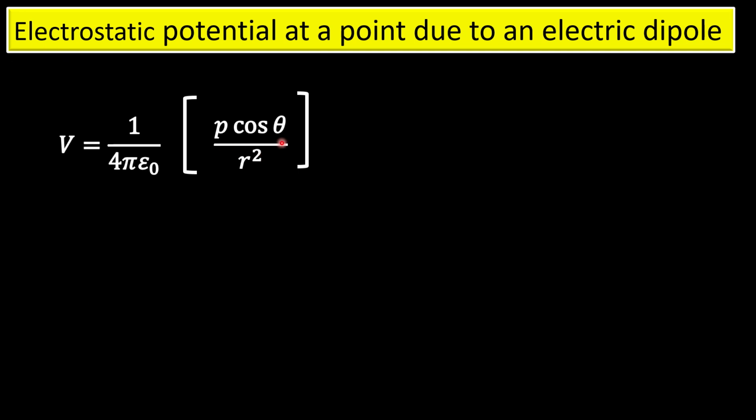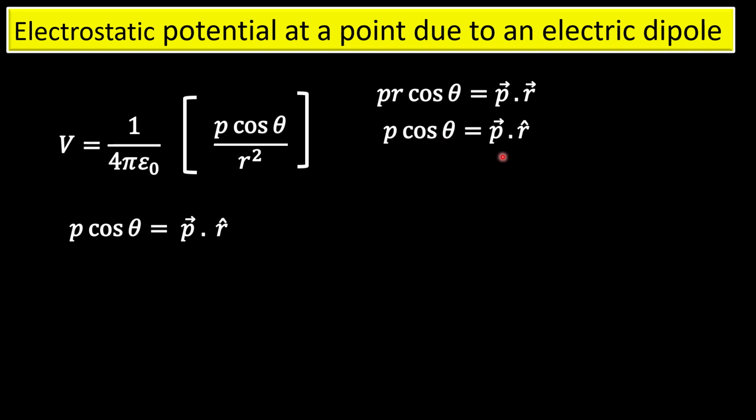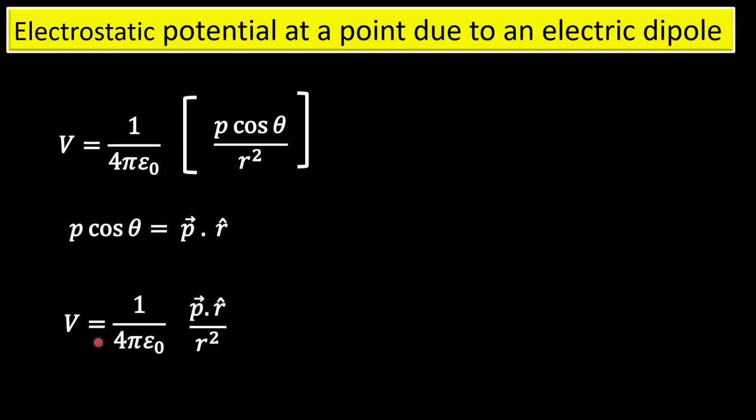Here we can consider this p cos theta as p vector dot r cap, because the dot product of p vector and r vector is equal to pr cos theta. If r is the unit value, we get p cos theta is equal to p vector dot r cap, where r cap is the unit vector. Substituting this p cos theta value in this equation, we get V is equal to 1 by 4 pi epsilon naught into p vector dot r cap divided by r square.